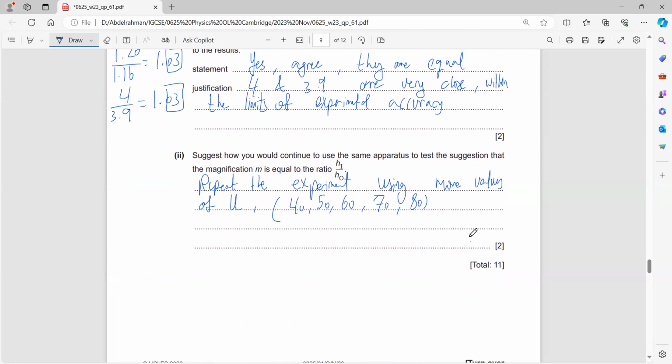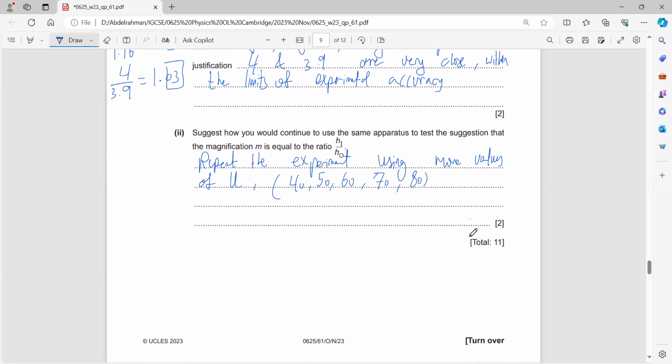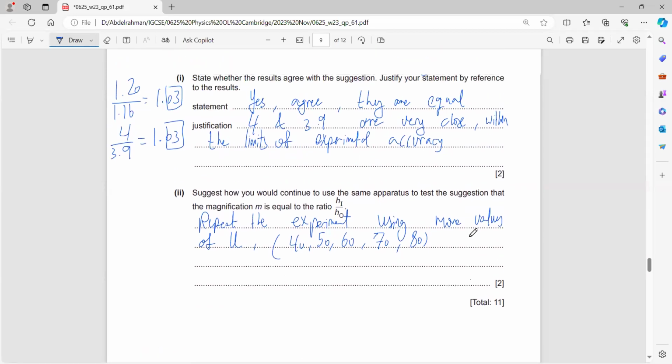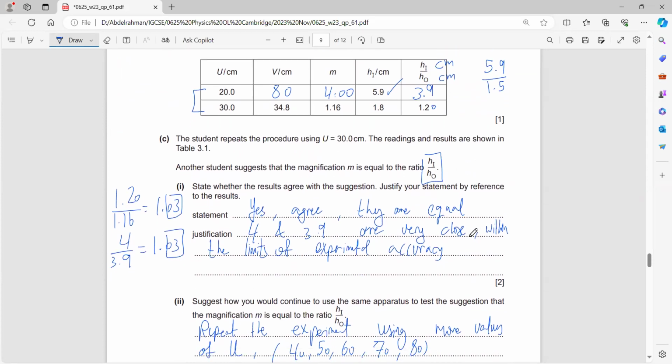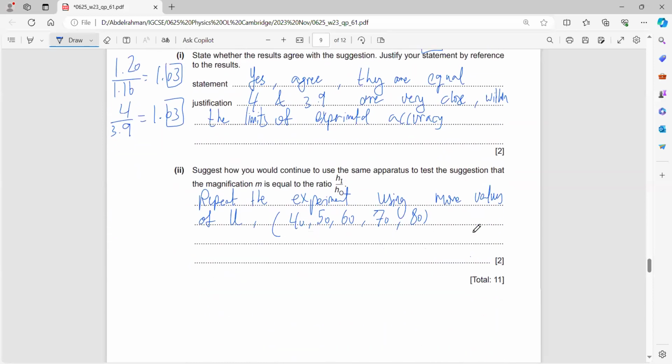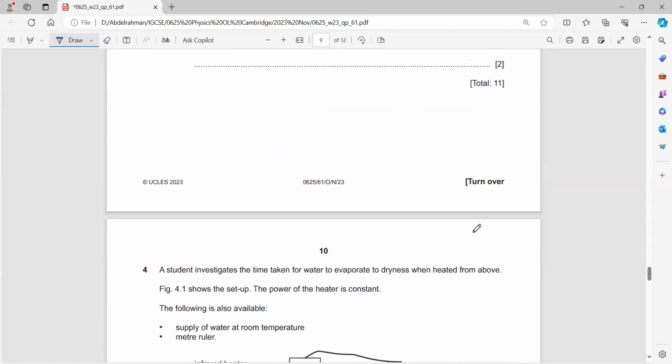That's why in the plan an experiment question I always tell you to use 5 values in your range of values. So use at least 5 values for your independent variable. In this question, the independent variable is u. So instead of using only 20 and 30, no, use more. Use way more. Good.